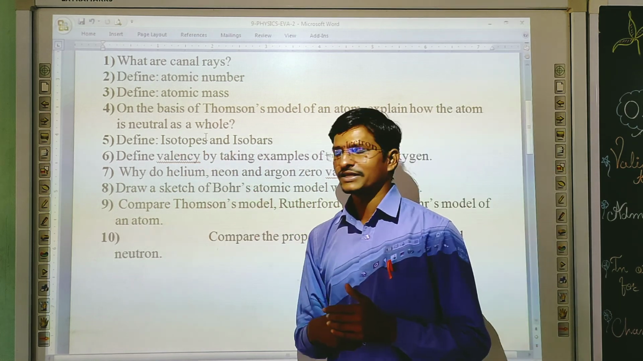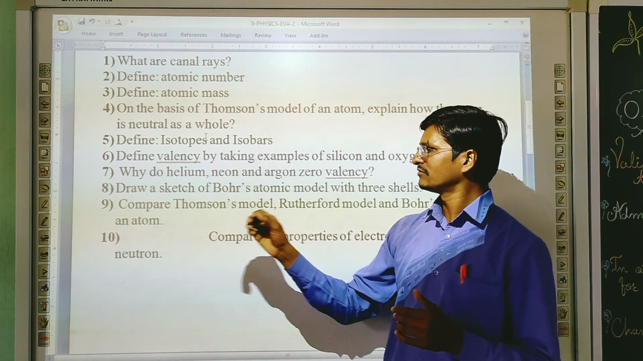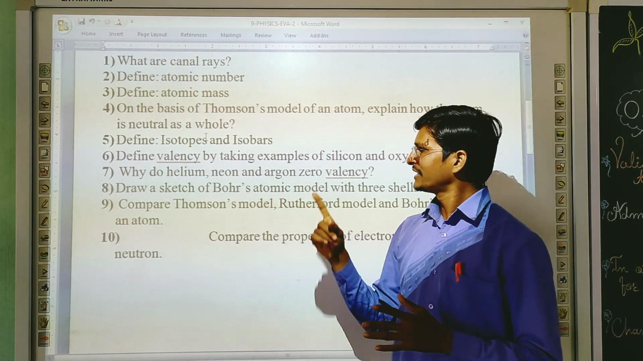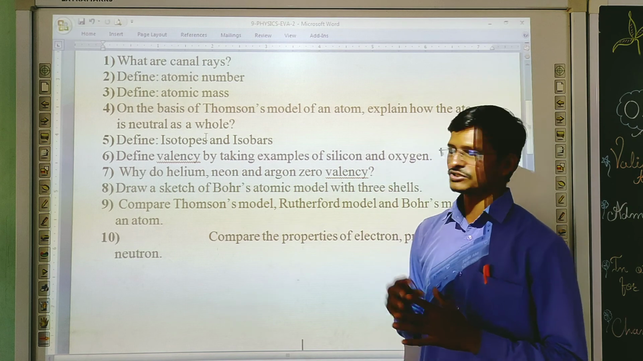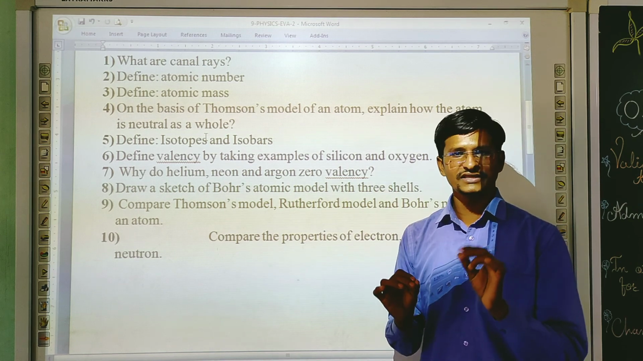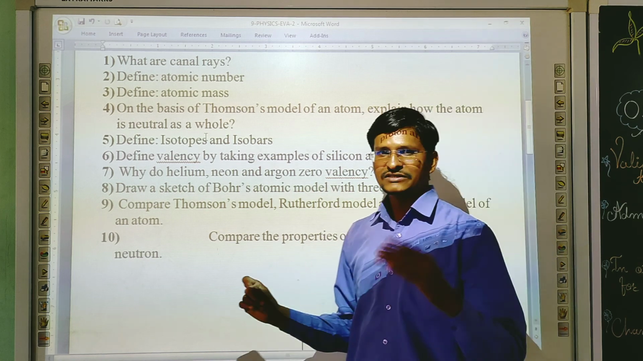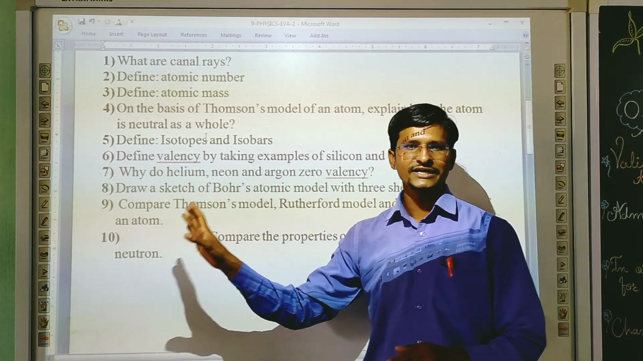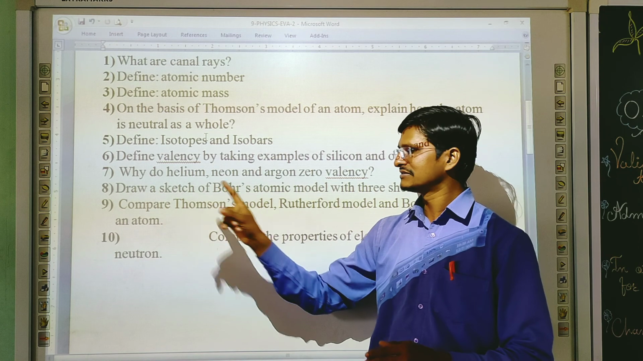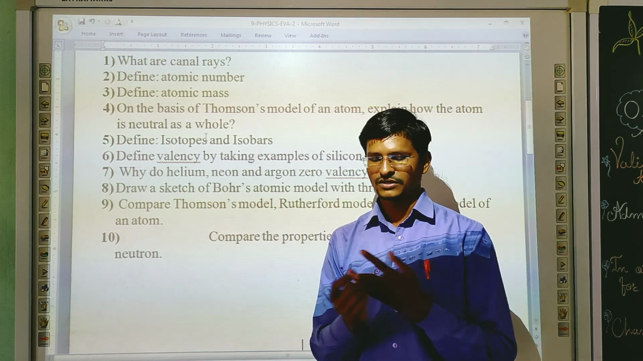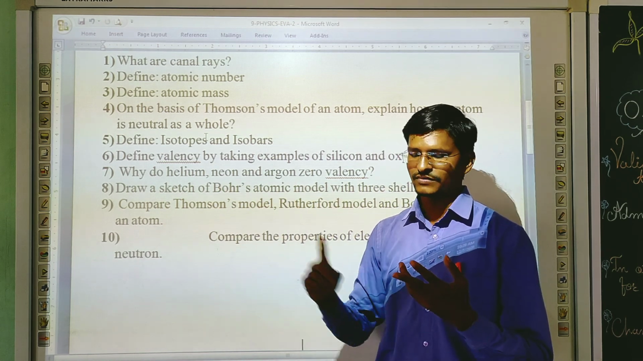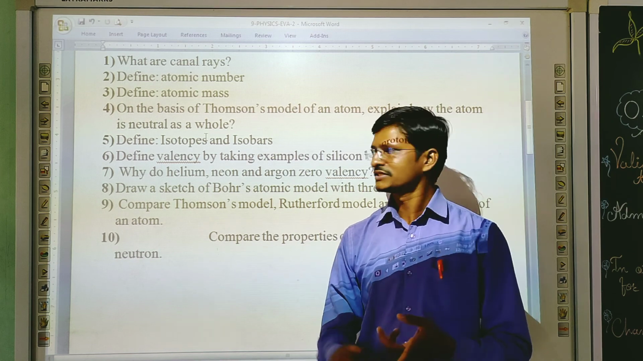Define isotopes and isobars, which we have also discussed. Define valency by taking examples of silicon and oxygen. The same question will be there in the textbook. If I discuss it, it will take more time, so just go to the textbook and you will find all the answers. You will get NCERT exemplar solutions there, and answers will be in your textbook also.